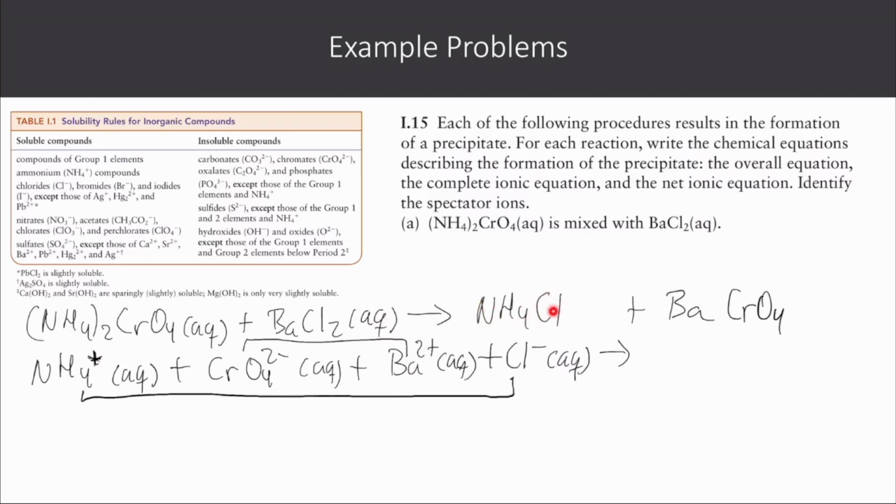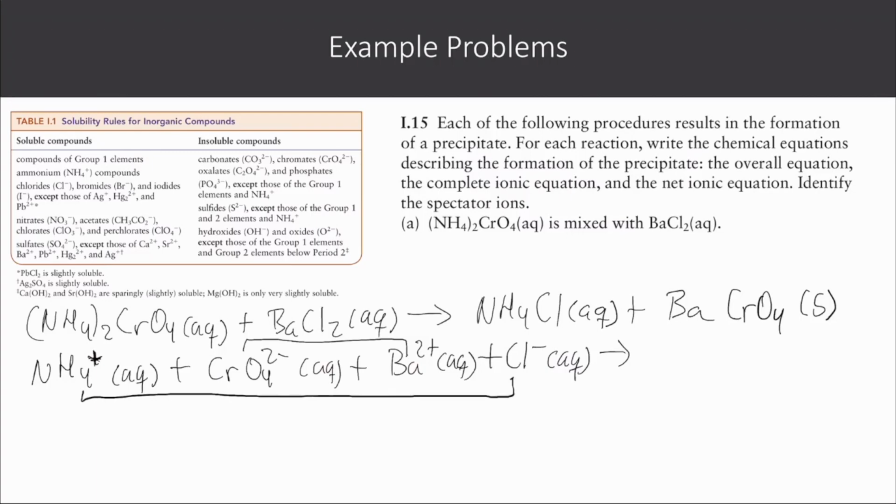So this is a chloride. The rule for chlorides is that they are soluble except for those with silver, mercury, or lead. So this is not one exception, so this must be aqueous or soluble. Barium chromate: the rule for chromates is that they are insoluble for all cases. So this is a solid, the precipitate.